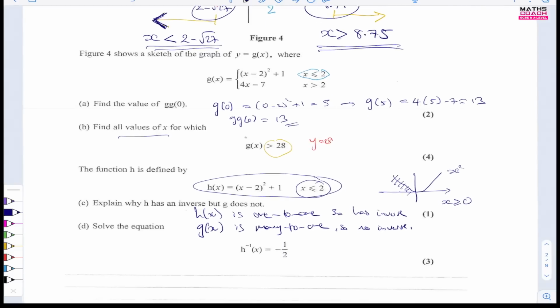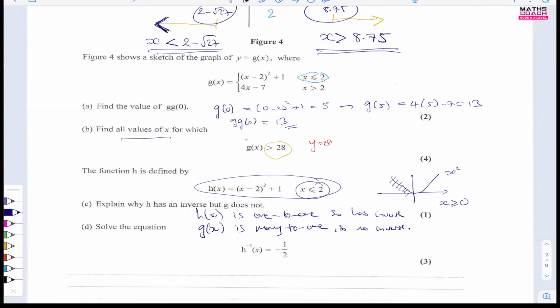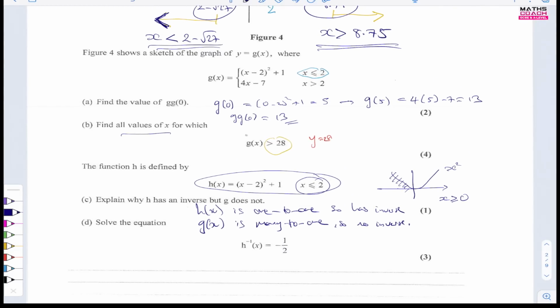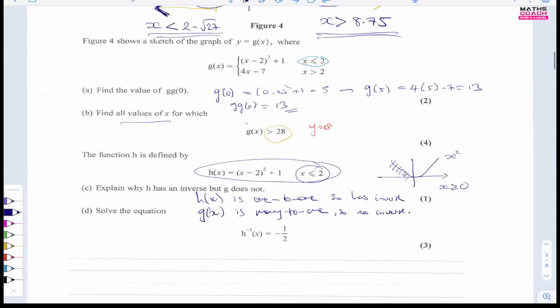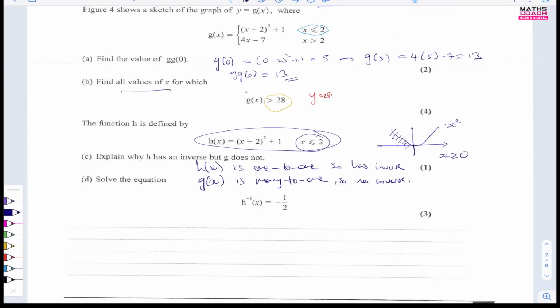And for question D, h inverse of x equals minus a half. Okay, so there's different ways of working this out. You can actually work out the h inverse function and then equate it to minus a half, and then rearrange and solve the equation. Or another way of looking at it is just knowing what a function does. So the left side is the domain, the right side is the range. Right, so the domain contains the x values, the range contains the y values.